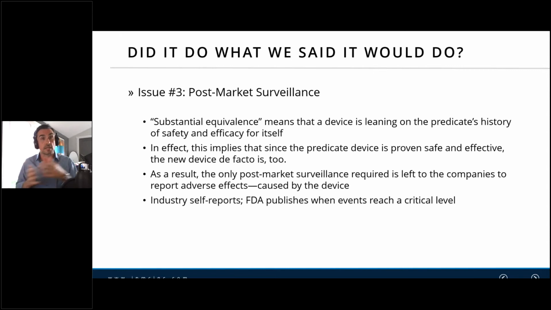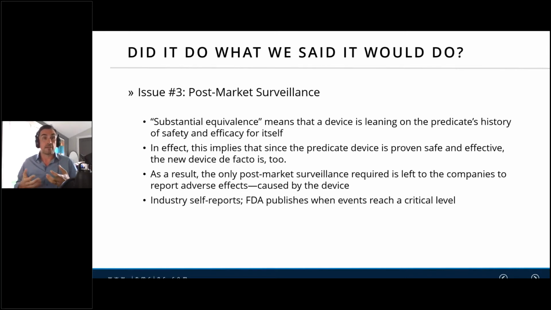It means that because it's substantially equivalent to an existing product line, the device leans on the predicate's history of safety and efficacy for itself, right? So it applies that since the predicate device is proven safe and effective, the new device de facto is as well.